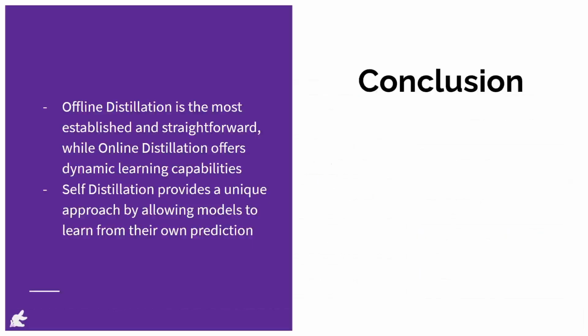In summary, each method of knowledge distillation has its own strengths and weaknesses. Offline distillation is the most established and straightforward, while online distillation offers dynamic learning capabilities. Self-distillation provides a unique approach by allowing models to learn from their own predictions, making it a valuable technique in certain scenarios. The choice of method often depends on the specific requirements of the application and the resources available.